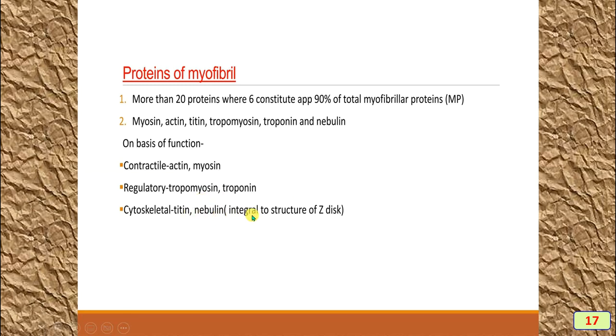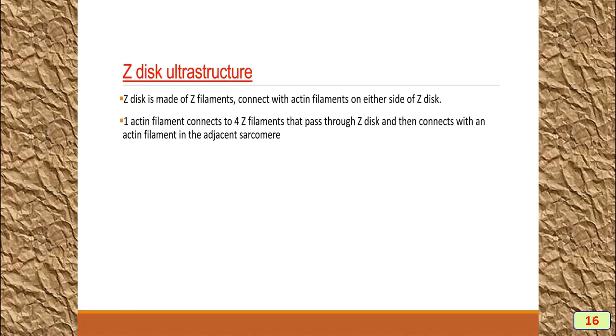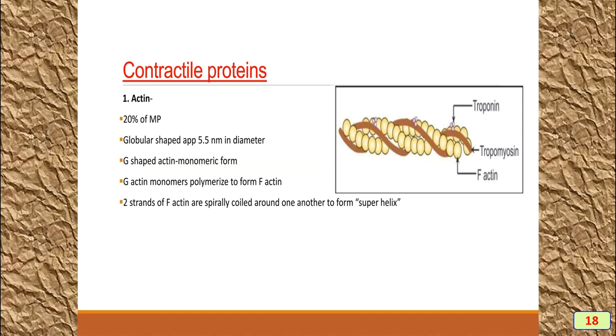The cytoskeletal proteins titin and nebulin are integral to the structure of the Z disc. Here you can see the structure of the troponin, tropomyosin and F actin, which are interlocked with each other. The actin filament is 20% of the muscle protein, a globular shaped structure about 5.5 nanometers in diameter.